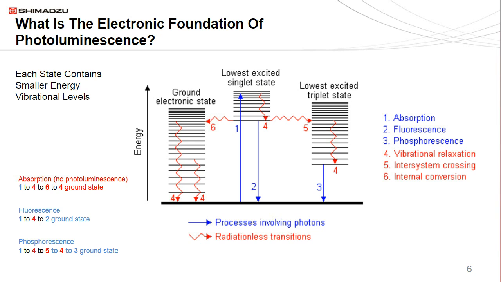So, several things. Note the size of the arrows and the energy. Absorbance at 1 is the largest energy. Fluorescence at 2 is kind of middle energy, and phosphorescence at 3 is the lowest energy. So this is the theoretical basis of photoluminescence.